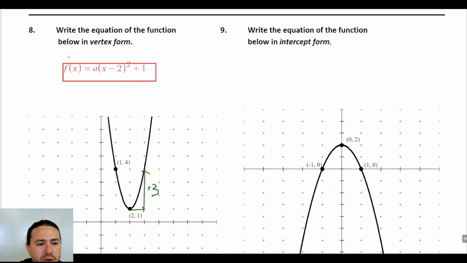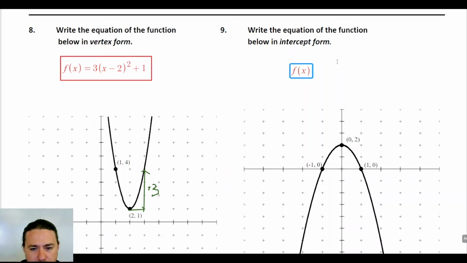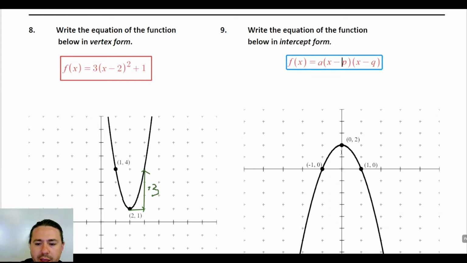You can also try to write it in intercept form. And so in this case, remember that intercept form is going to be a times x minus p times x minus q, where p and q are x-intercepts, and a is the value we need to go up or down after we move to the right 1 unit. So p and q are going to be 1 and -1. So it doesn't really matter which one's which. We're just going to put 1 in one of them and -1 in the other. So this is going to be x minus 1 times x plus 1.